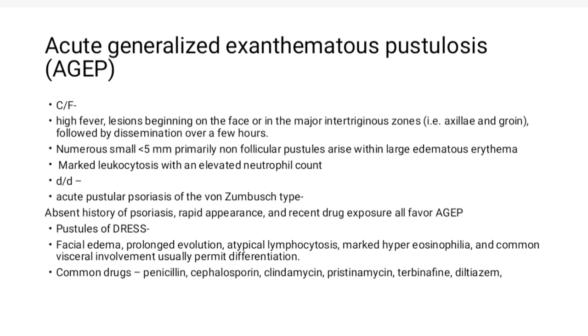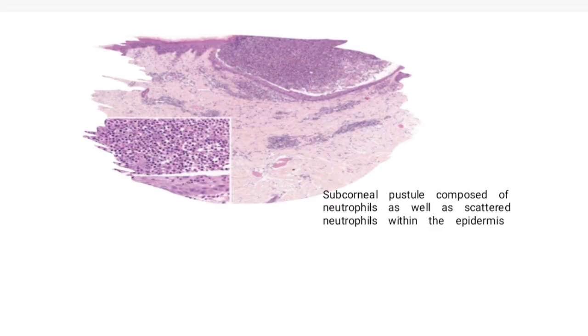Common drugs causing AGEP are penicillin, cephalosporin, clindamycin, pristinamycin, terbinafine, diltiazem. And histopathological findings will be subcorneal pustules composed of neutrophils as well as scattered neutrophils in the epidermis.